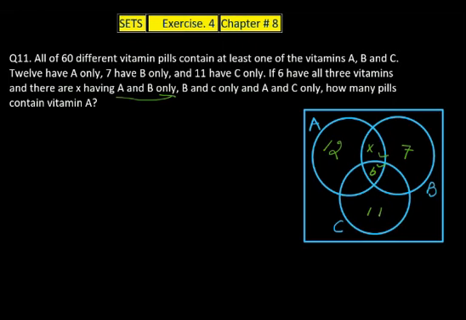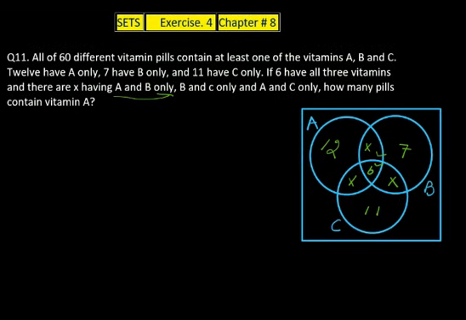Then it says B and C and A and C, it means this is A and C only and this is B and C only. How many pills contain vitamin A? Of course, once you find out the value of X, then you add these 4 portions of A to find out how many pills contain vitamin A. As we know, if we add all these portions, that must be equal to 60, because there are a total of 60 vitamin pills. So let's then add.